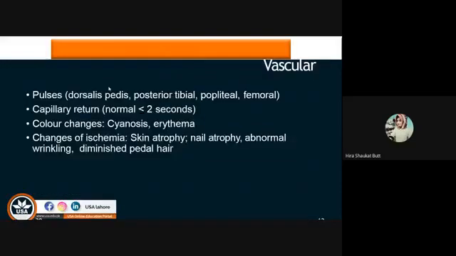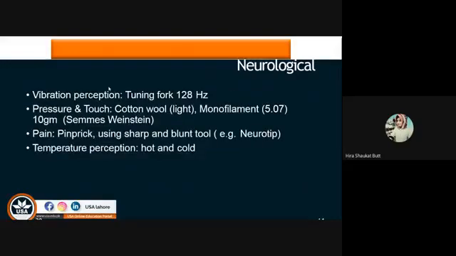Then comes G, the vascular changes. You have to check the pulses. How will we check the pulses? I have added a video already. What will be the capillary return? You have to press that area for around 2 seconds, and if it returns in less than 2 seconds, there is a normal capillary return. You have to look for color changes. Is there some kind of abnormal redness or abnormal blueness? Changes of ischemia: is there skin atrophy, or nail atrophy, or abnormal wrinkling or diminished pedal hairs? If you see any kind of abnormal changes, then you have to check for the neurological signs.